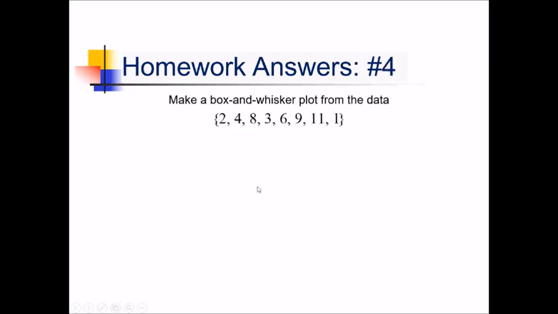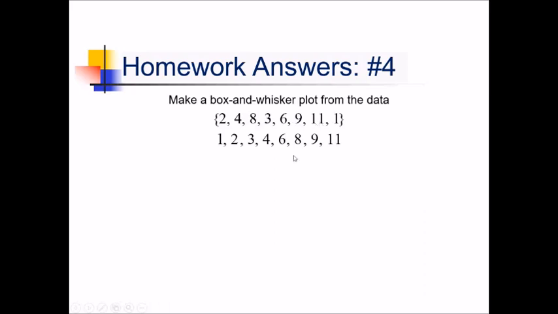For this problem, I want a box and whisker plot for this list of numbers. So first I need to sort this out so I can figure out all the medians, including the first and the third quartile medians. So we've got 1 is the smallest number, also the loneliest number. 2 is after that. And then we have a 3 and a 4. Next number is 6. Then we have an 8 and a 9 and an 11. And that's all 8 numbers.